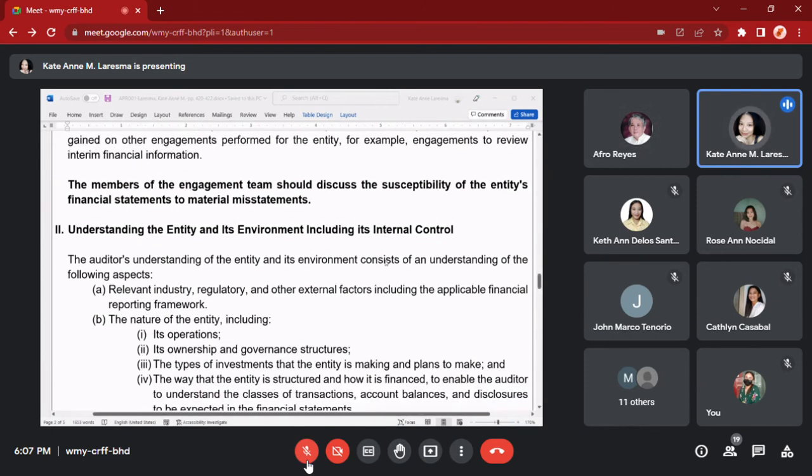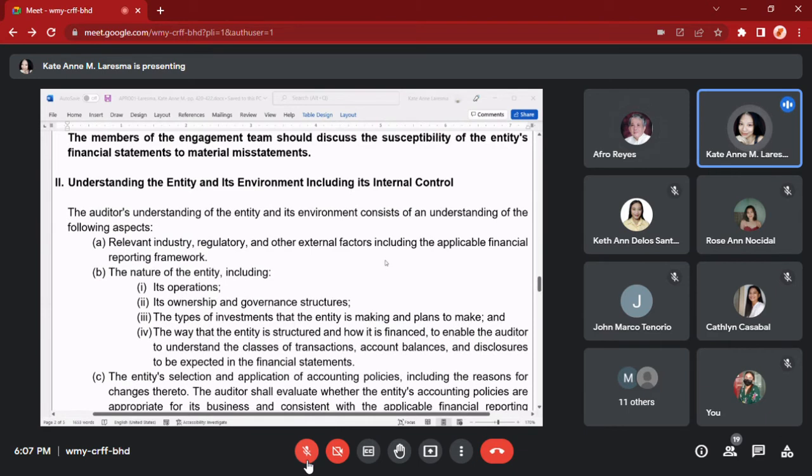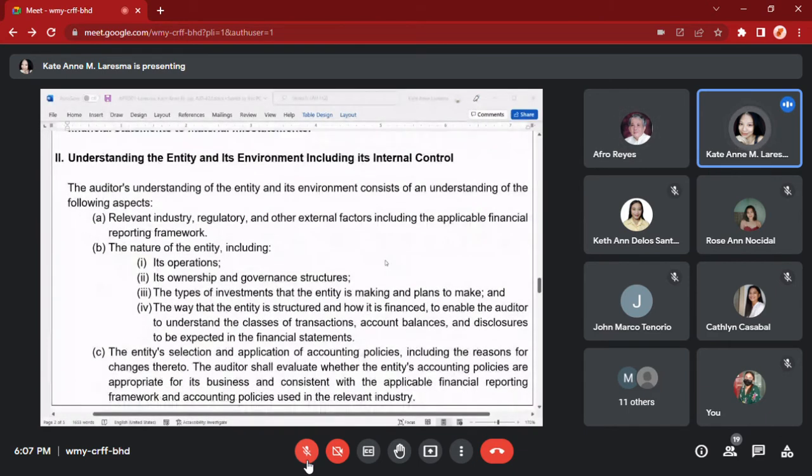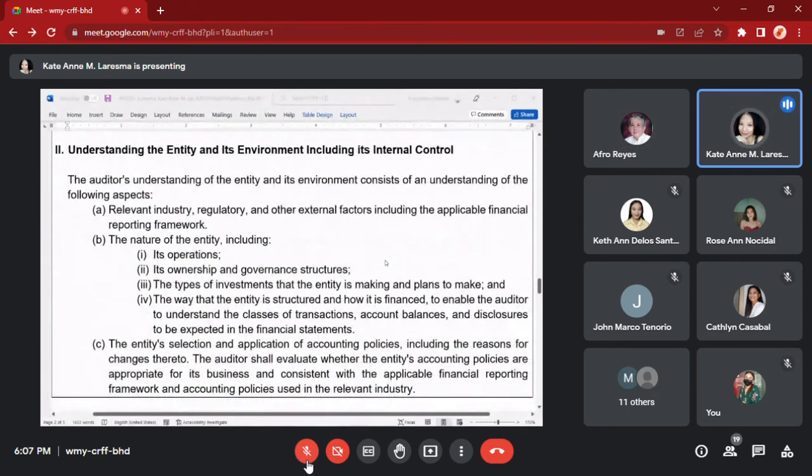Then we go on to this 2, understanding the entity and its environment, including its internal control. The auditor's understanding of the entity and its environment consists of an understanding of the following aspects. So, ang pagkilala po ni auditor sa entity ay hindi lang ang business name nito, kung sino ang owner, ilan ang branch, ilan ang employees, or kung ano pa mang mga mababaw o madaling malaman na bagay-bagay. Sabi po dito sa topic na to, madaming aspeto ang kailangan na iintindihin ng auditor sa entity. At ito nga po ang mga sumusunod.